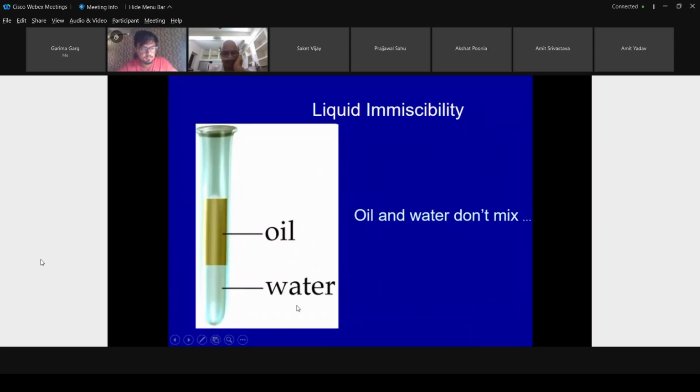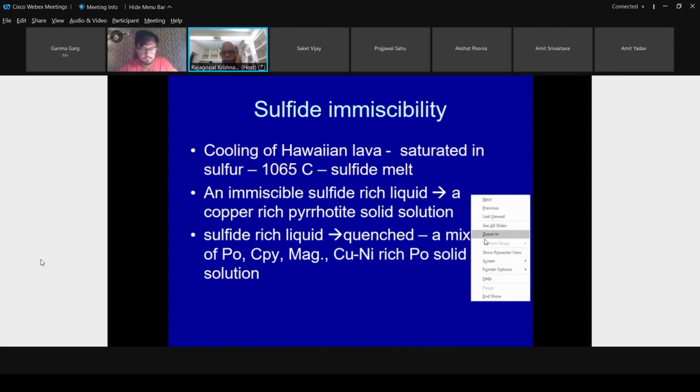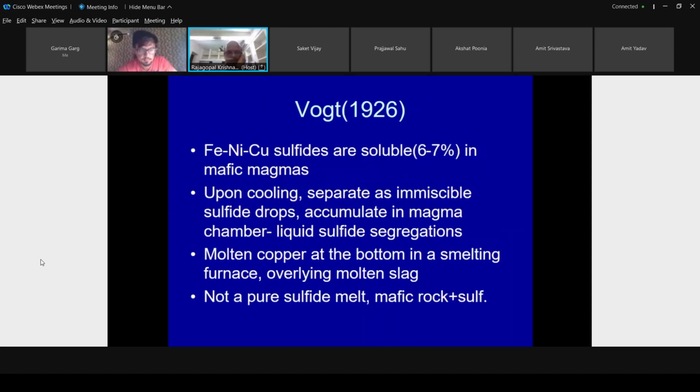Okay, this is the picture that is shown. People studied Hawaiian lava. That was a classic example to understand how the immiscibility takes place, and why certain lava is rich in certain chemical components or in terms of mineralogy. These are observations.